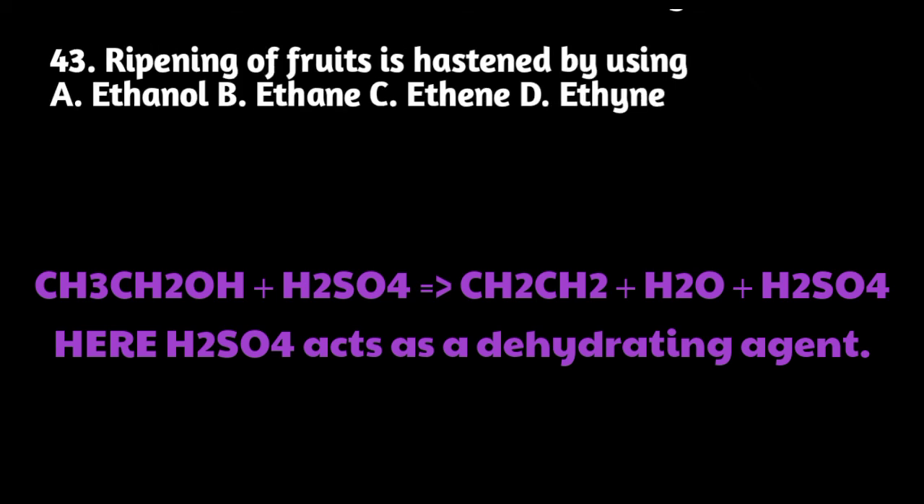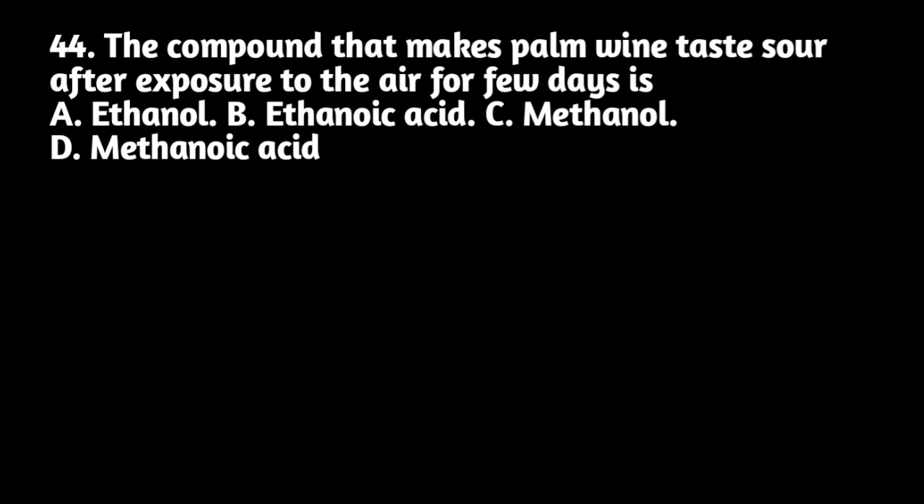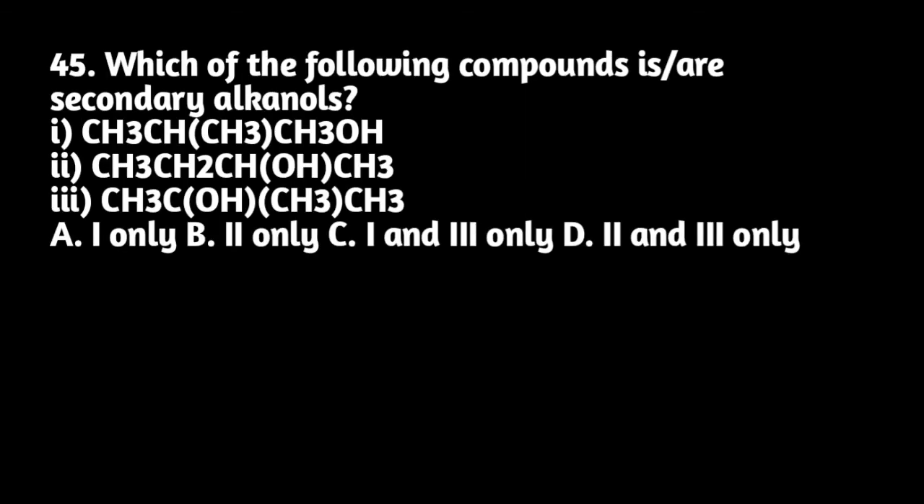Ripening of fruit is hastened by using ethene. 44. The compound that makes palm wine taste sour after exposure to the air for a few days is nothing more than ethanoic acid.